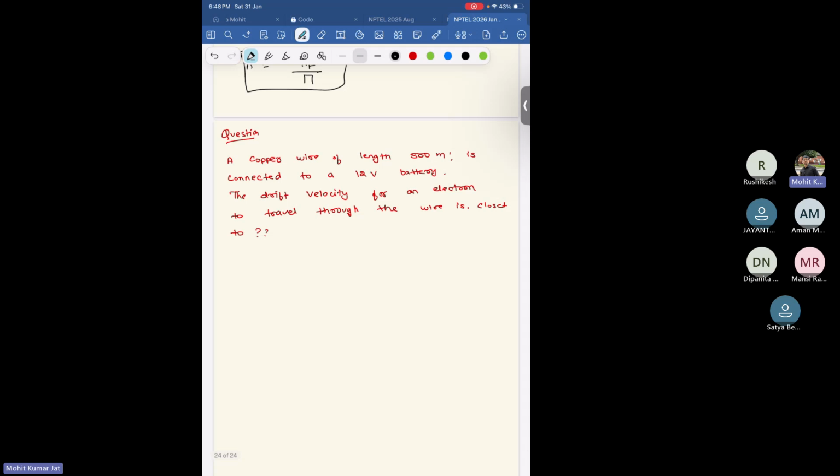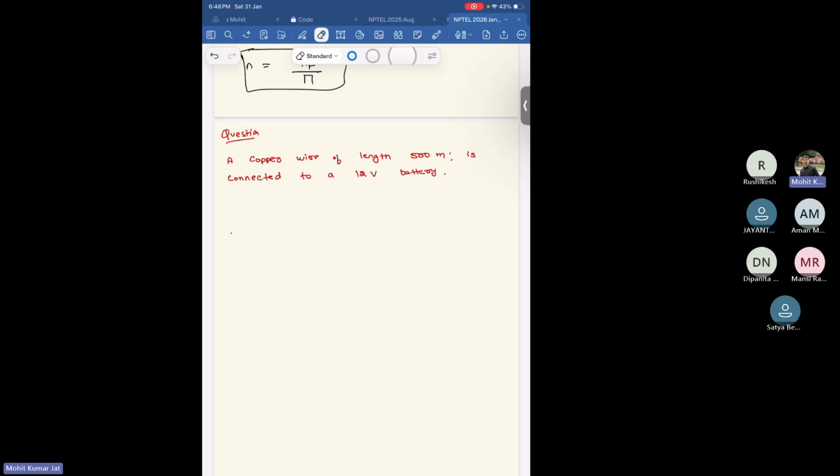Okay, drift velocity, let me give it roughly 10 power minus 4 meter per second. Generally, by the way, let me check the drift velocity for an electron in copper. I will give you the exact value only, so let me just Google it.